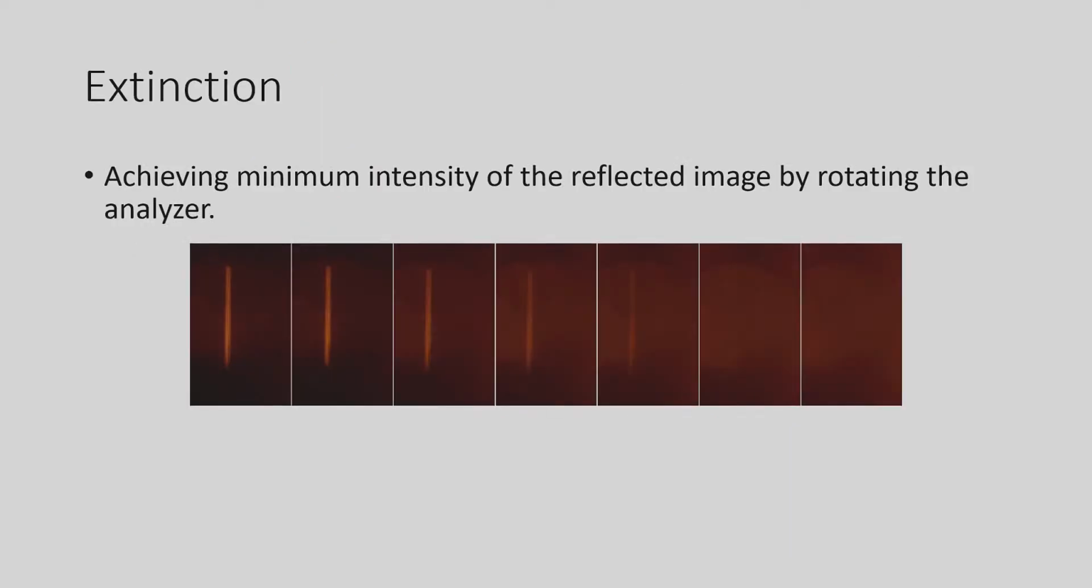So what is extinction? Achieving minimum intensity of the reflected image is termed extinction. This series of images is taken for extinction at the Brewster's angle. So this is what extinction looks like, which is minimum intensity. Next slide.